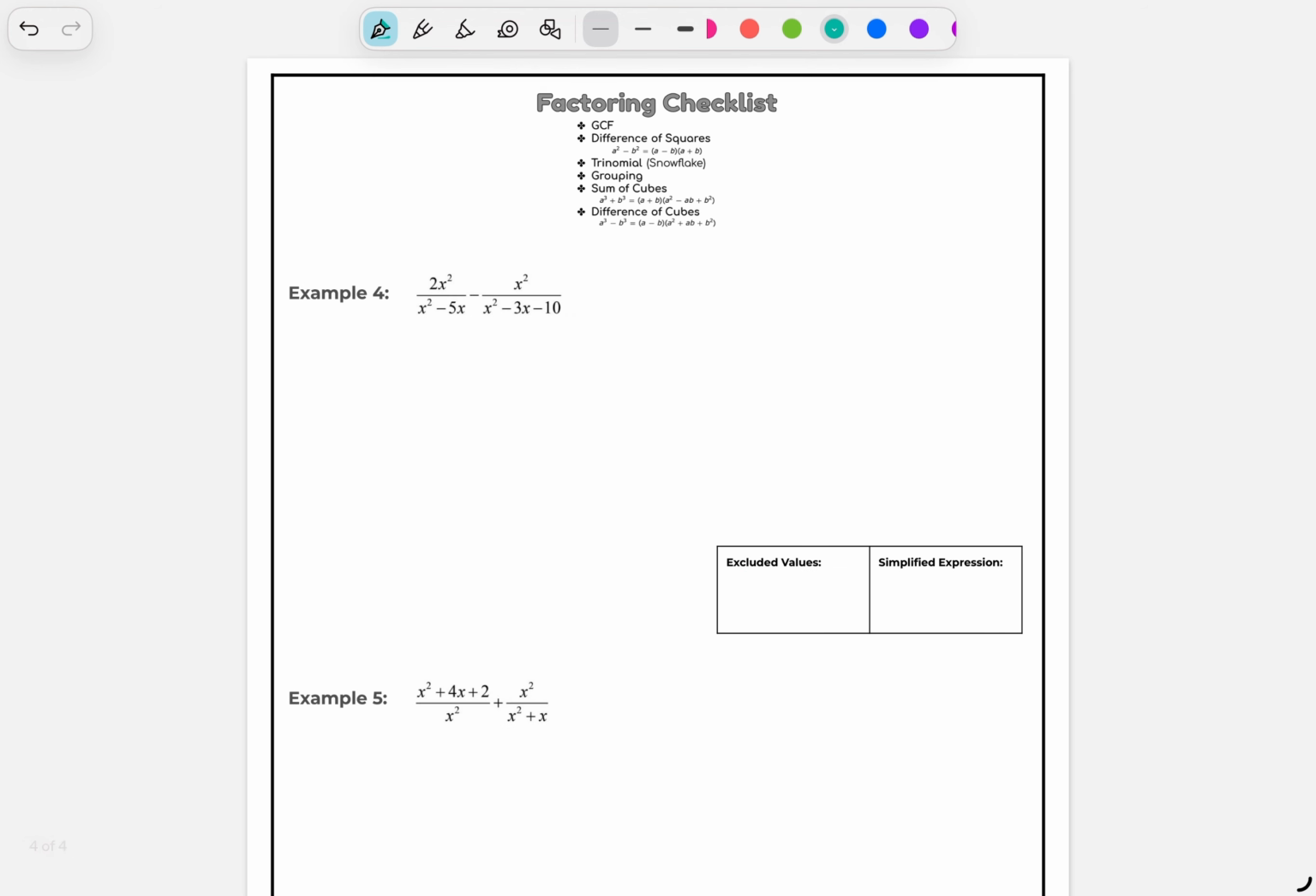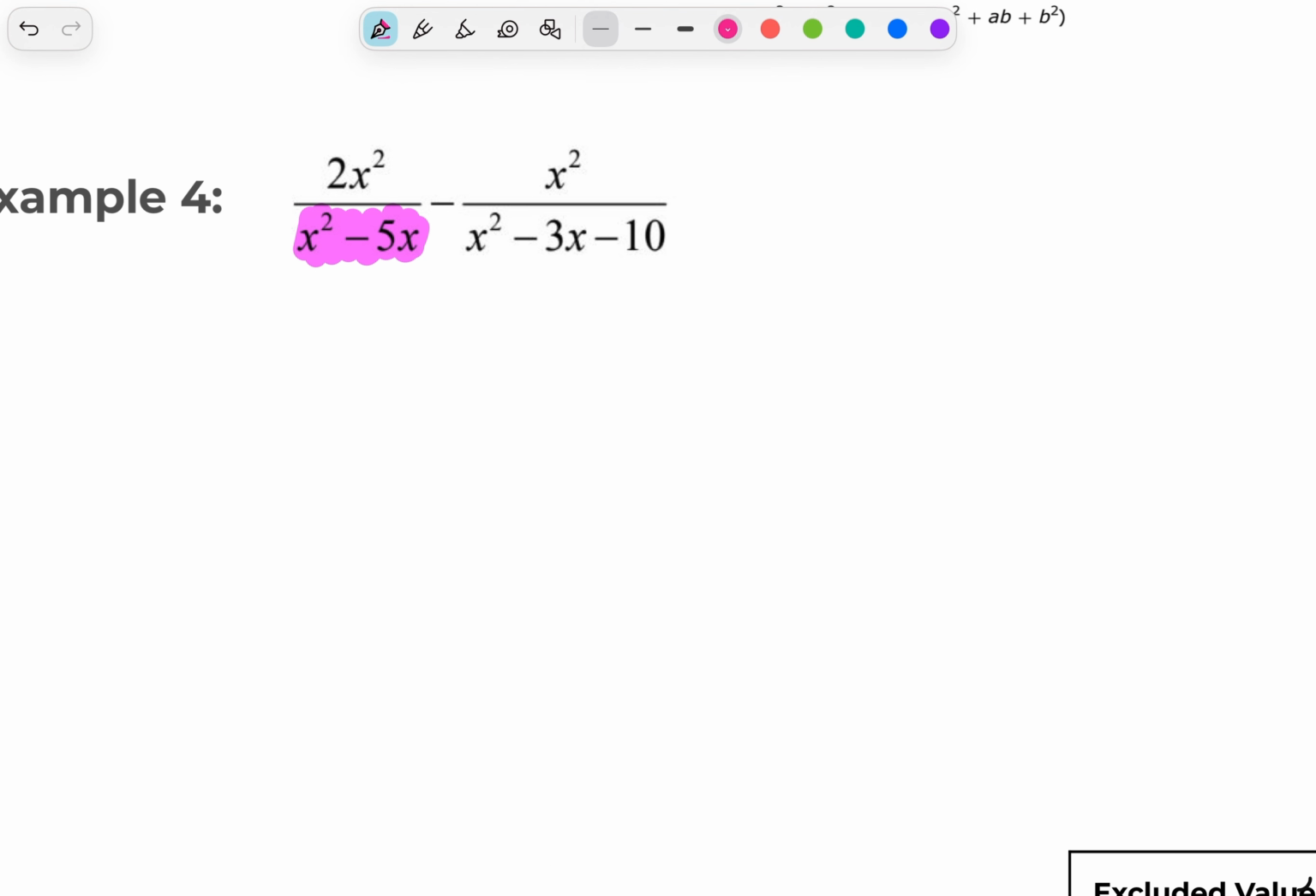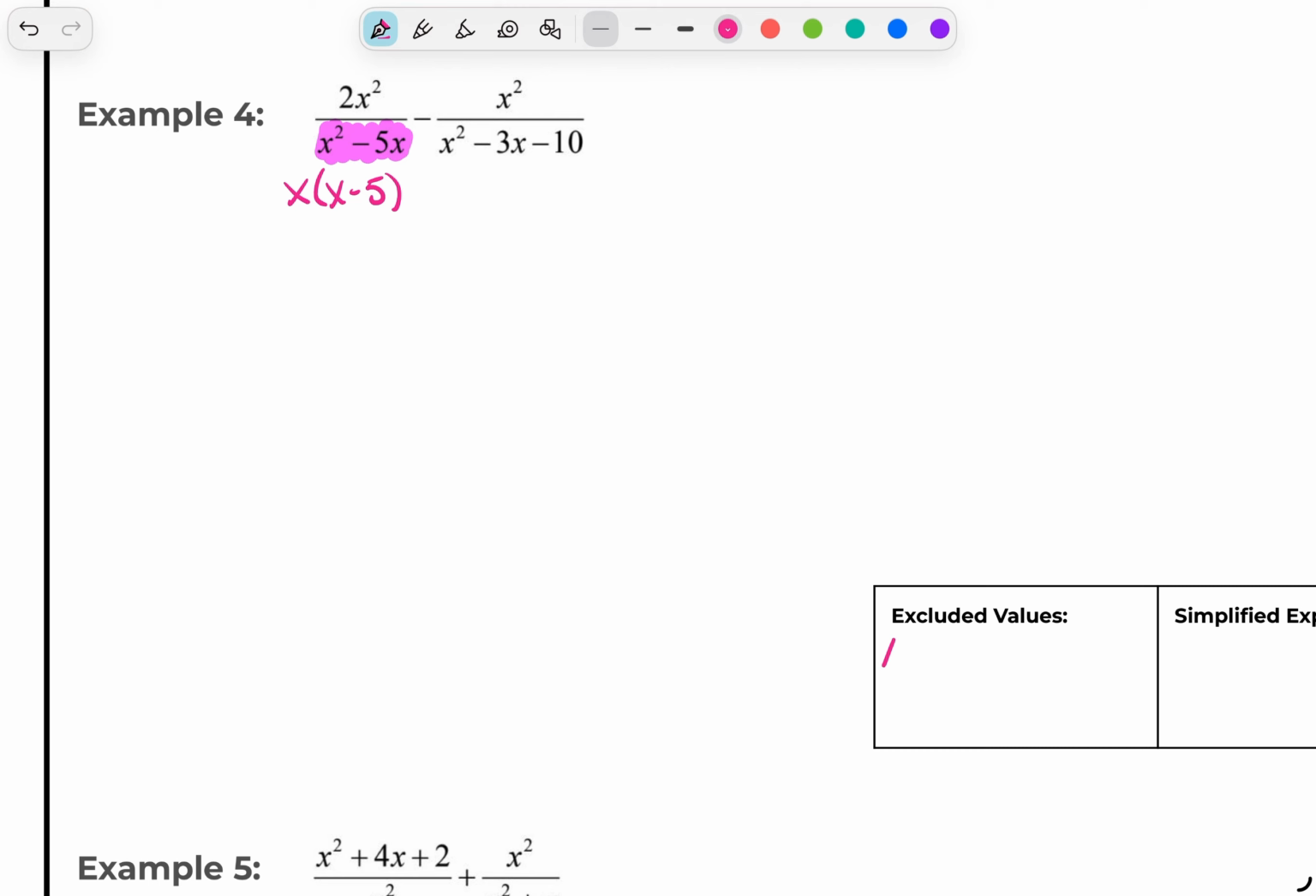On the back side, we're going to have 2 where we do not have a common denominator. And so when we do our steps and we factor, we are going to have to make sure that we factor both of the denominators and then create our LCD. So we'll just do one step at a time, starting with our first denominator there. First thing I would look for is my GCF. So I do have a GCF of an x, and when I divide that out, I get x minus 5. So I'm going to put those here in my list of factors that are going to become my excluded values.